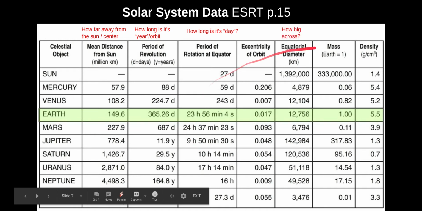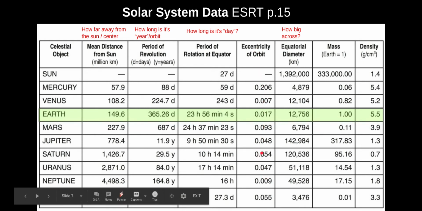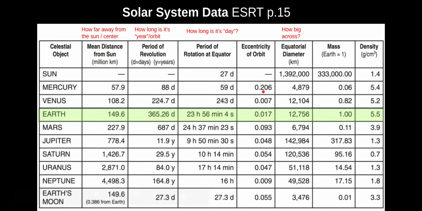The next column is eccentricity of orbit. I'm going to leave that alone this year because of our shortened schedule. But I will just say that this number is about how flat or circular the orbit is. So the higher the number, the less like a circle the orbit is. This is the equatorial diameter column. So this just means how big across the object is.